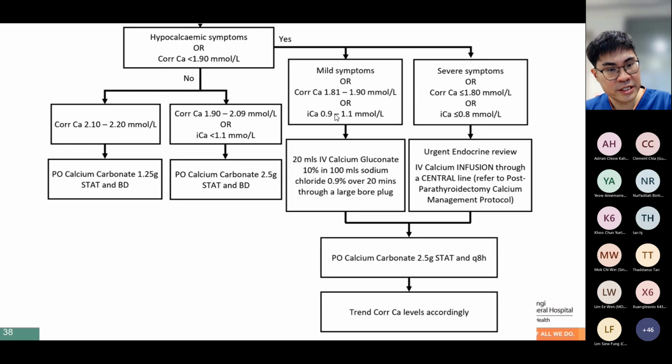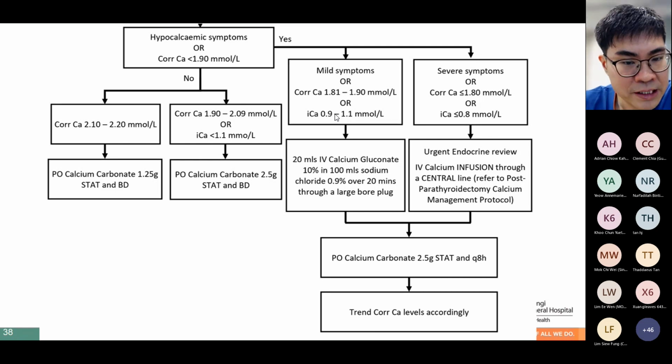So let's look at the sicker patients, those with severe hypocalcemia, meaning less than 1.9, or those who have developed symptoms. Mild symptoms, as we usually tell our junior staff, are things like paresthesia and tingling. Severe symptoms of hypocalcemia include muscle spasm, tetany, or ECG changes. If it's mild symptoms or just biochemical hypocalcemia, the recommendation is to give calcium by an intravenous route.